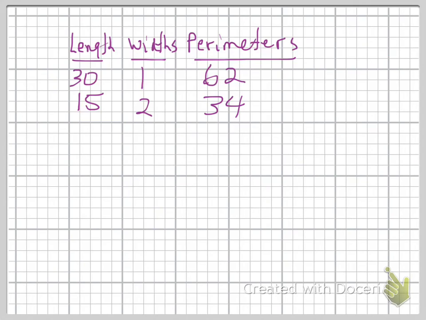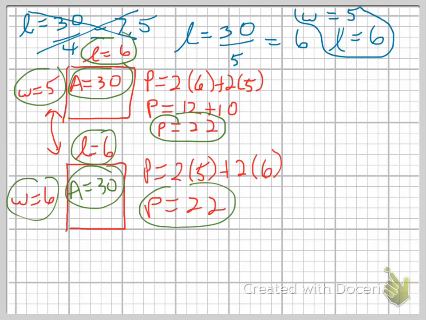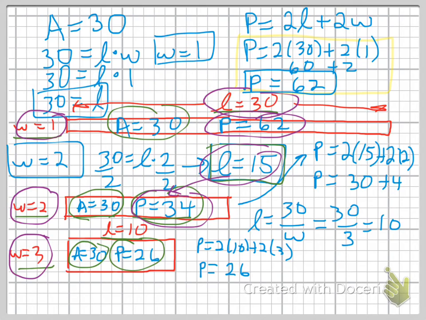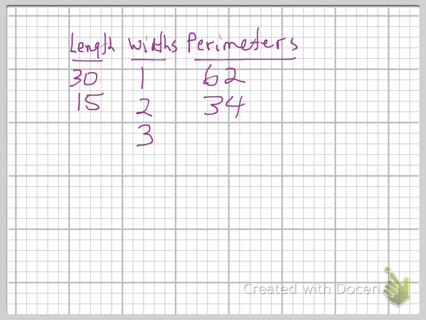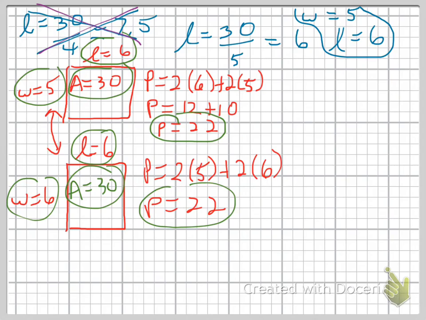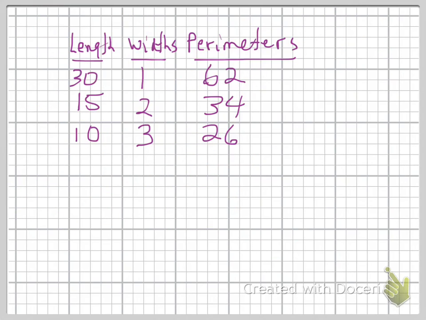Okay, so now we go back. I think the next one was 3. We'll make sure. The next one was 3 for the width, and then we had a length of 10 and a perimeter of 26. Then we tried 4, but I crossed it off because it wasn't a nice number. So we had 5, 6, and 22, and then we had 6, 5, and 22.